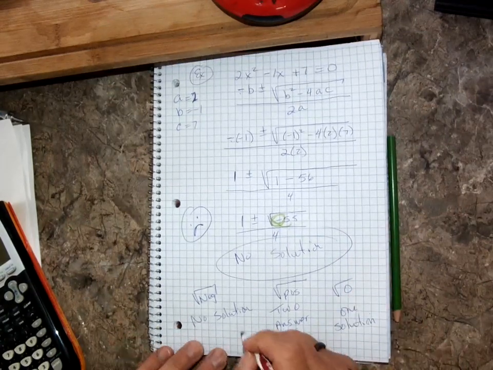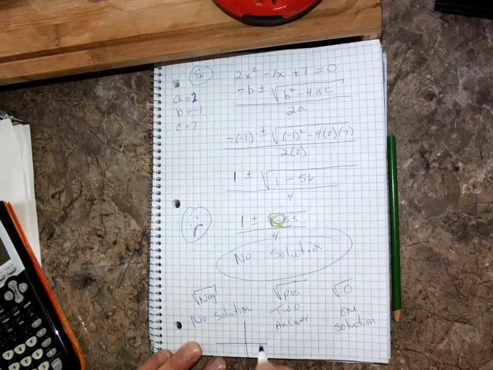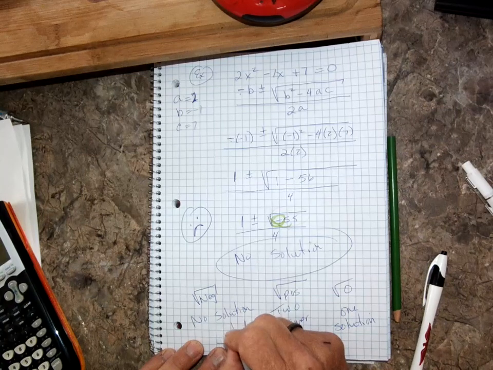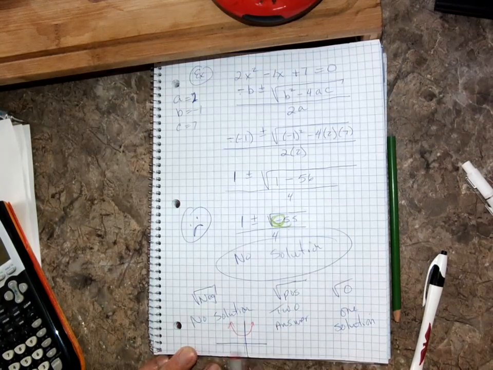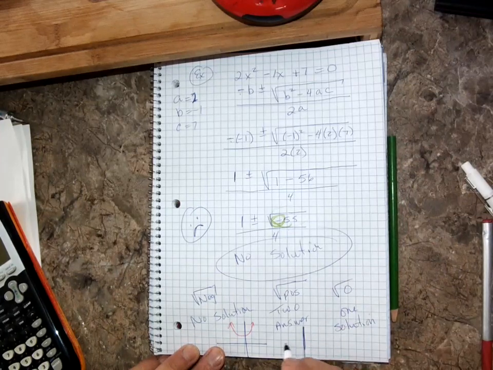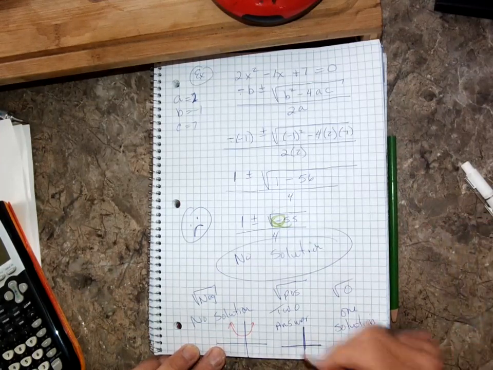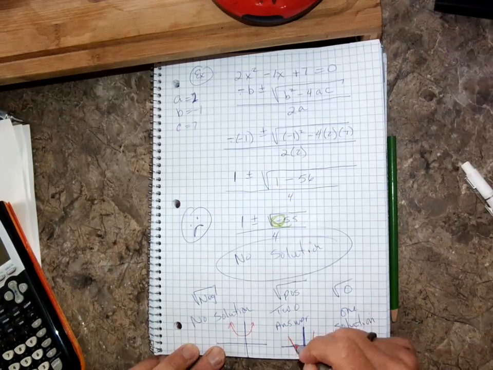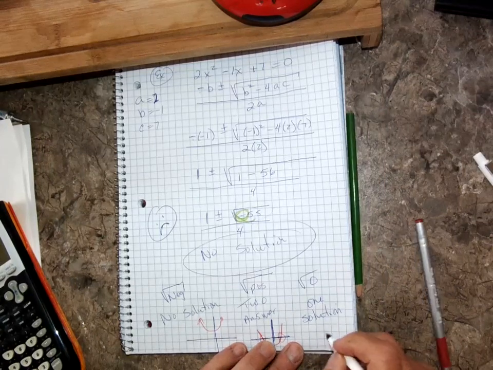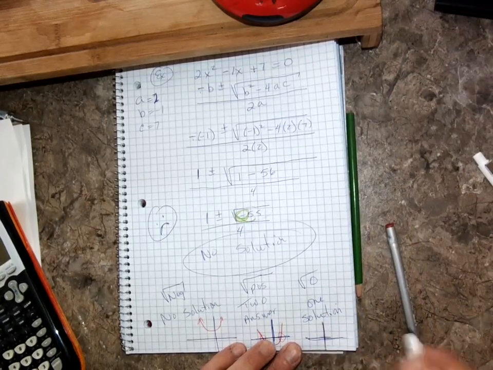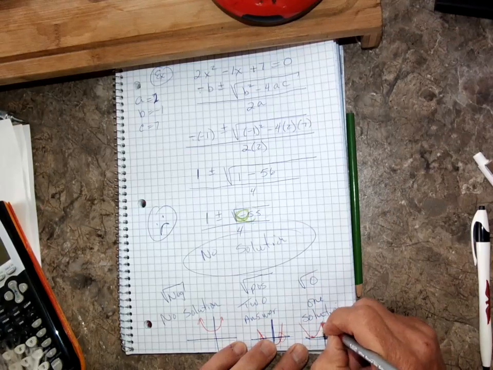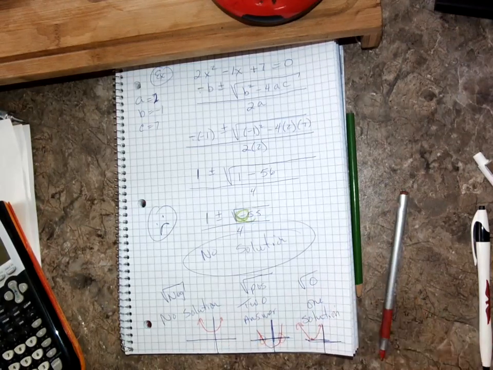Graphically, it looks something like this. You could have one parabola that looks like this, never crosses the x-axis. You could have another parabola like this. It crosses it twice, we get 2 answers. And then finally, you could get a parabola that looks like this and touches it in one spot, 1 solution.